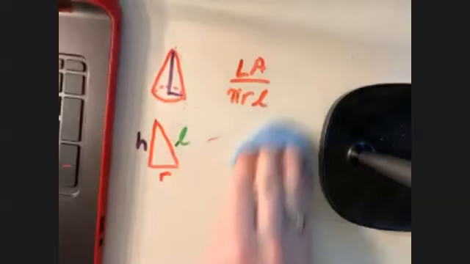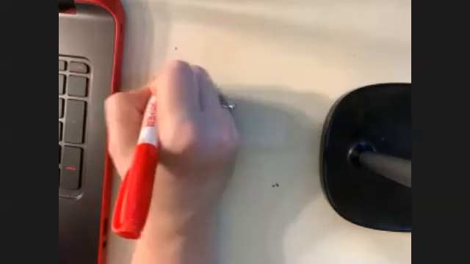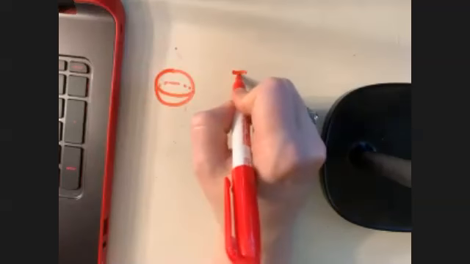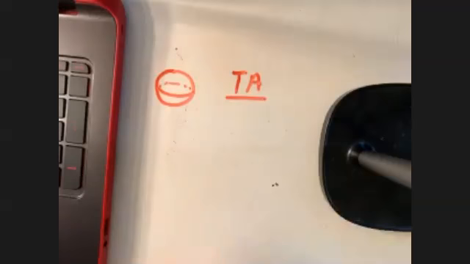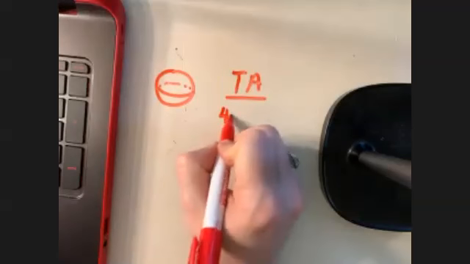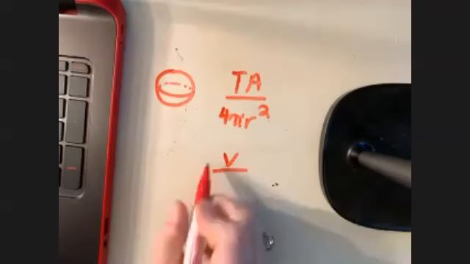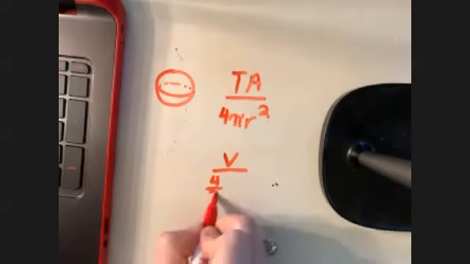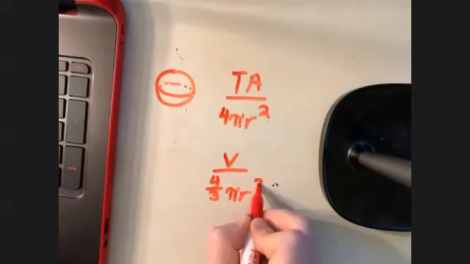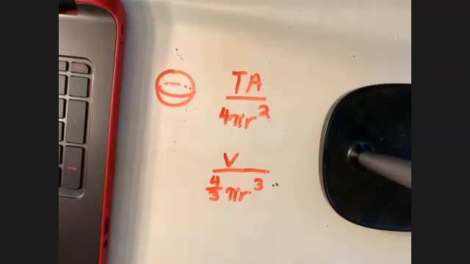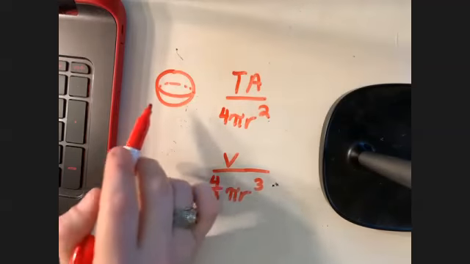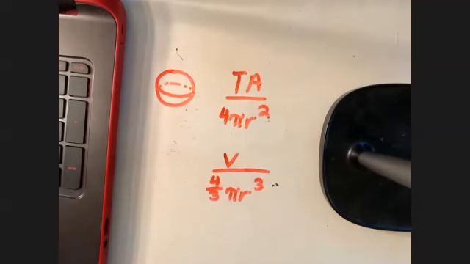Okay, I've got one more shape. There was one more shape that we covered in class that you may want to use, and that was the sphere. With a sphere, all we have is total area. There is no difference between lateral area and total area because it's all the same. The formula for this one is 4 pi r squared. And our volume is going to be 4/3 pi r cubed. So that's how we find the volume and the total area of our spheres.